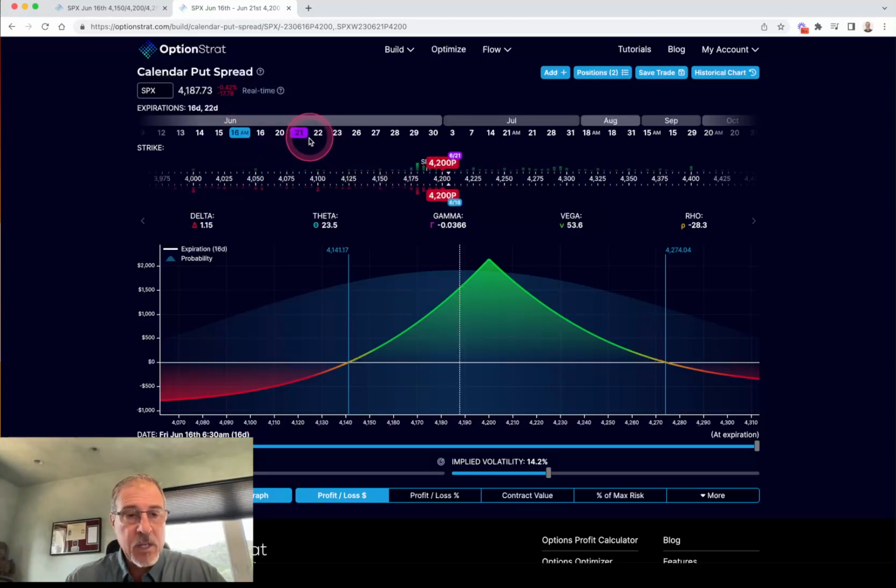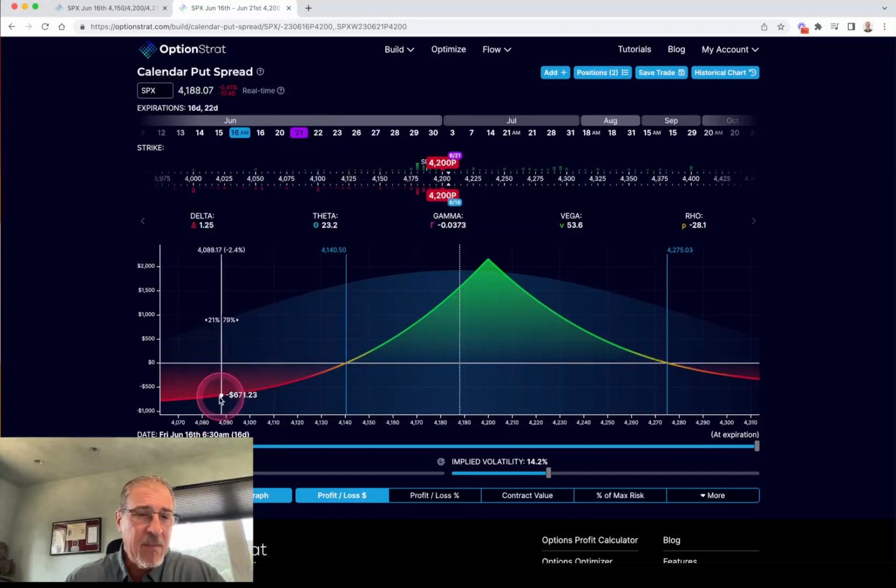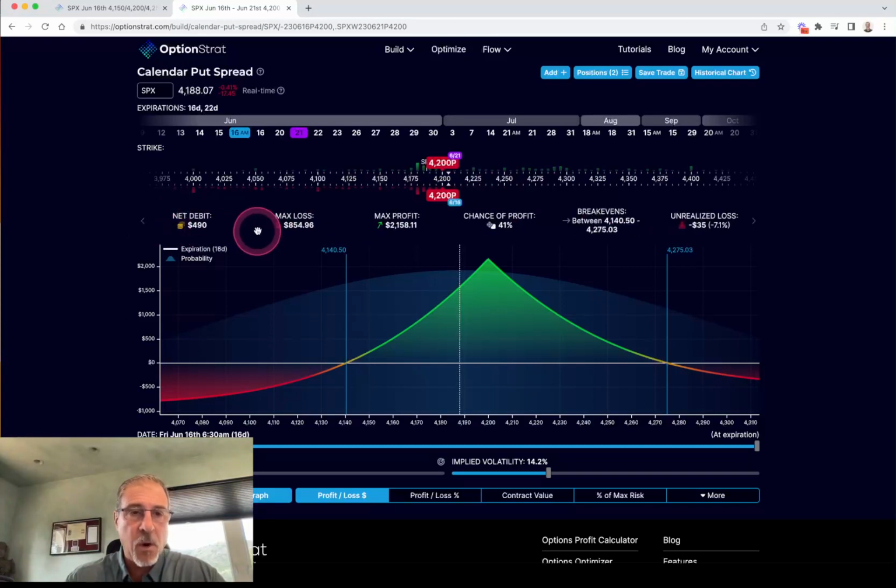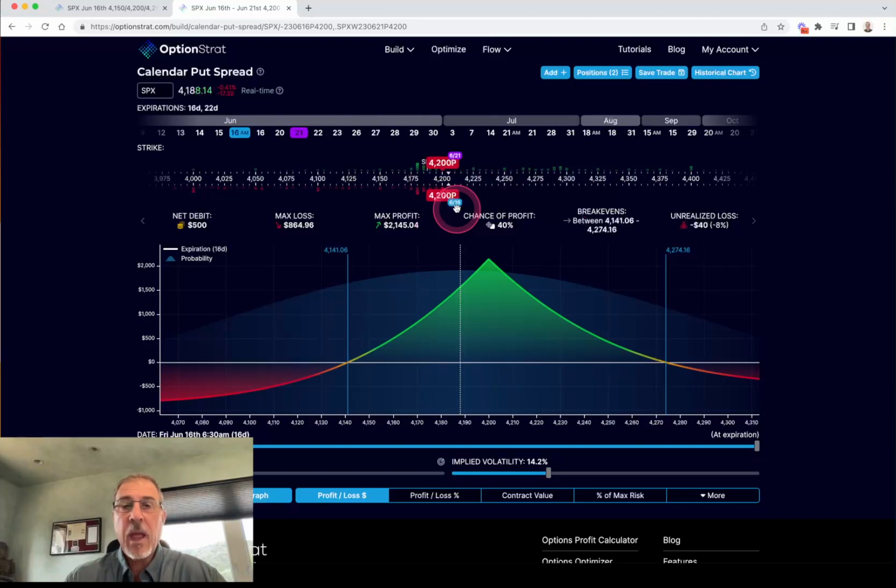But I modeled this in a way to have a similar overall entry price or risk to the trade. So basically this consists of one short 4,200 put, in this case it's June 16th, and then one long 4,200 put on June 21st. That gives us this general look and profile.